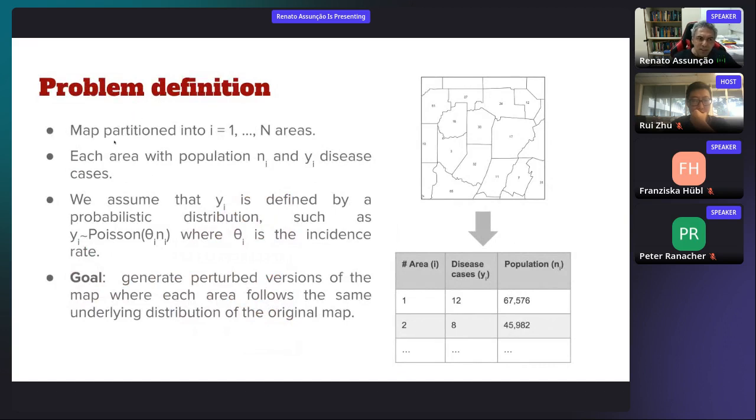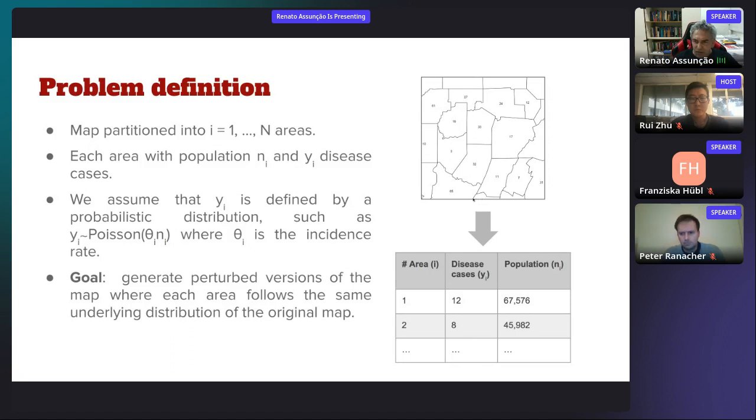In this disease mapping situation, we have a map partitioned in n areas indexed by i. Each area has a population, Ni, and a certain number of disease cases represented by Yi. We assume that Yi follows a probability distribution, such as a Poisson random variable with rate theta_i times Ni, where theta_i is the per capita rate of disease and Ni is the population. So theta_i is the proportion of people that get the disease during a certain time period. The goal, typically in detecting clusters of disease in this map, is to find spatial clusters where this rate is substantially larger than in the rest of the map.